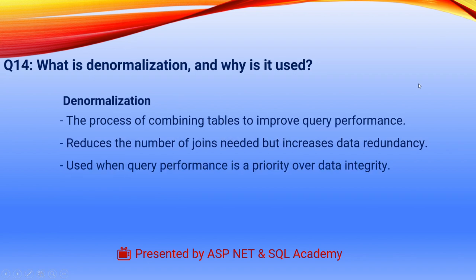Denormalization is the process of combining tables to improve query performance, often by reducing the number of joins needed. While it can speed up queries, it increases data redundancy and it can compromise data integrity, so it is typically used when query performance is prioritized.